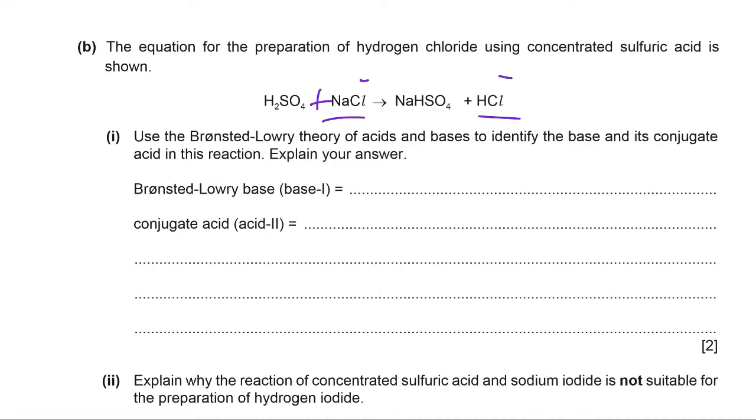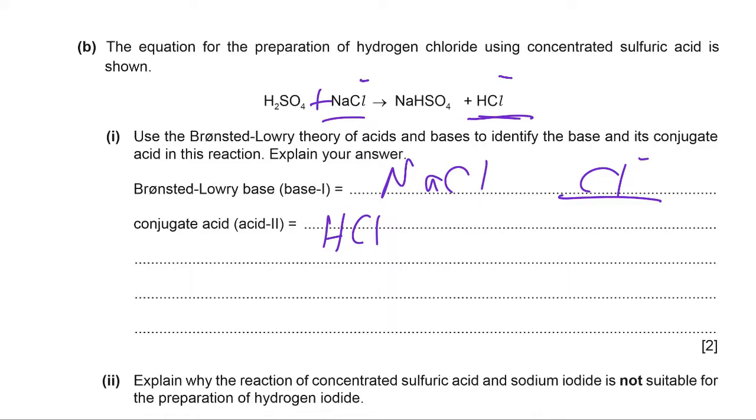So the Bronsted-Lowry base is NaCl, to be more specific, the chloride ion. The chloride ion is the base. And the conjugate acid, you can say, is HCl. Conjugate acid, it's HCl, because acid and base.